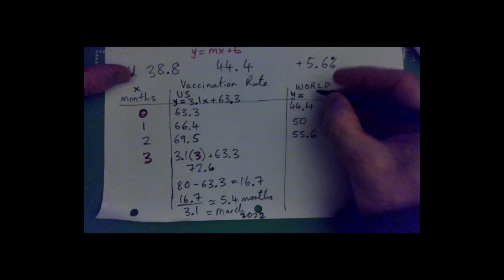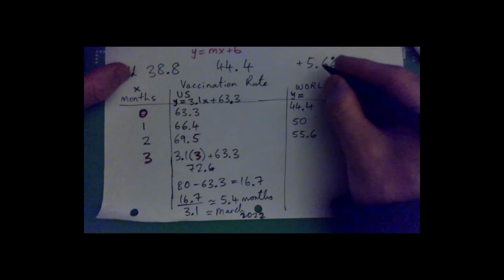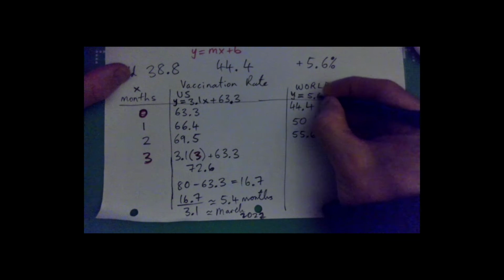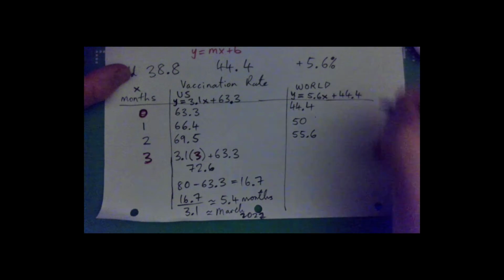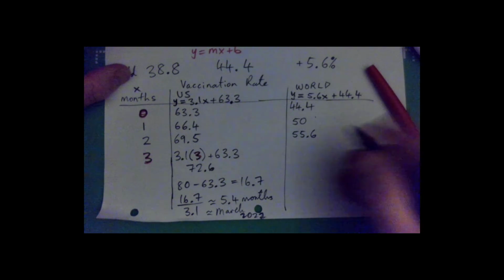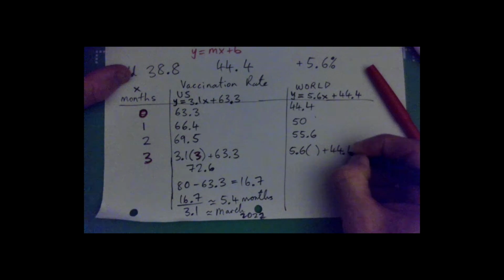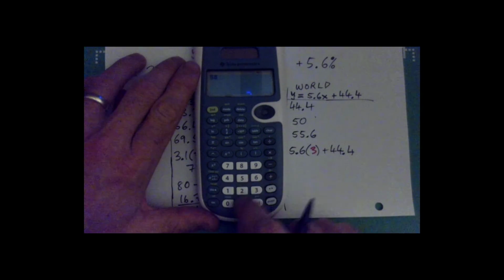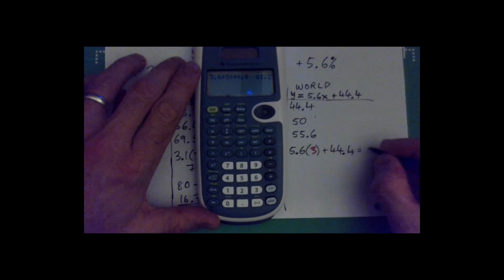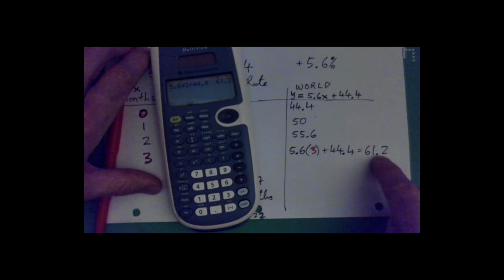So each month we're increasing by 5.6%. So it's 5.6 for each month times X plus our starting point 44.4, right? And just to test that out, what happens in 3 months' time? In 3 months' time, we go 5.6 times 3 plus 44.4. Let's make sure our formula works here. And we got 61.2. That looks about right, doesn't it? That's another 5.6 more than 55.6.